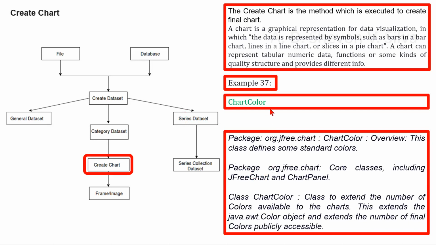Now we are considering ChartColor in package org.jfree.chart. The overview: this class defines some standard colors. The package org.jfree.chart contains core classes including JFreeChart and ChartPanel. Class ChartColor: a class to extend the number of colors available to the charts. This extends the java.awt.Color object and extends the number of final colors publicly accessible.